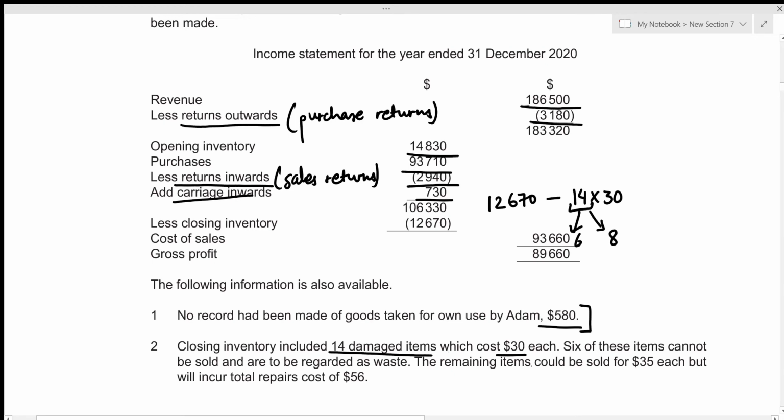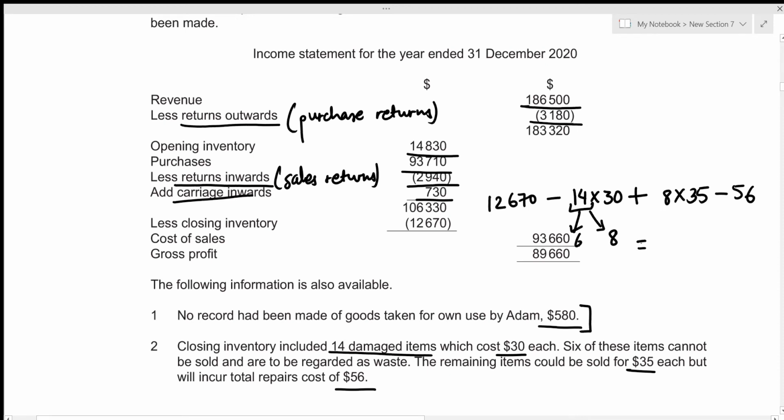Now the remaining items could be sold for 35 each. So we can again add the value of those 8 closing inventory with the value 35 to the total value of the closing inventory. So that's going to be plus 8 times 35. But we will incur total repairs cost of 56. So for these 8 goods to be sold at a price of 35, there also needs to be repair cost. So repair cost is an expense, right? So we can just deduct the expense. So this will give us the total value of the closing inventory.